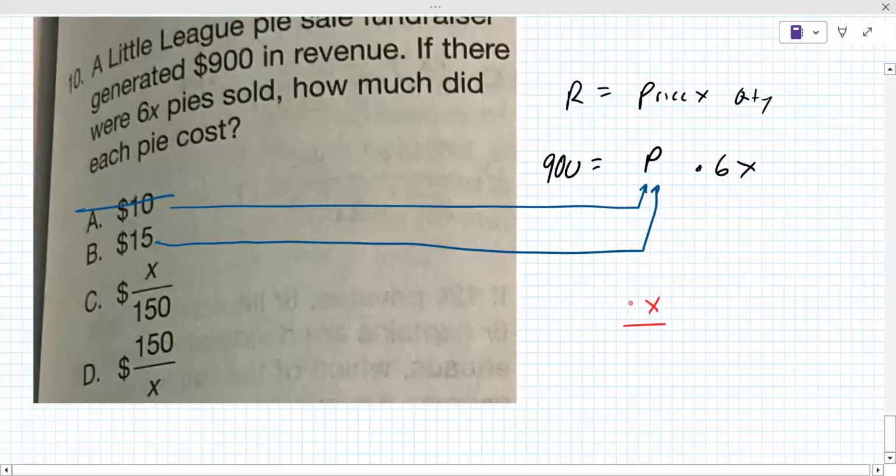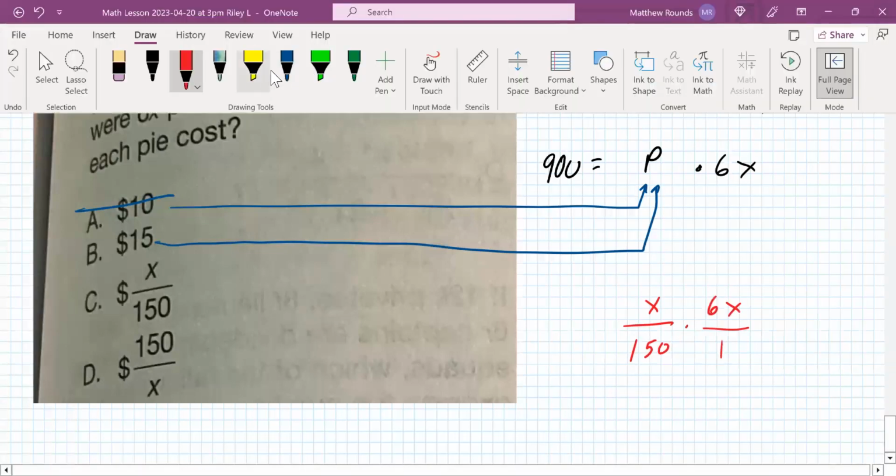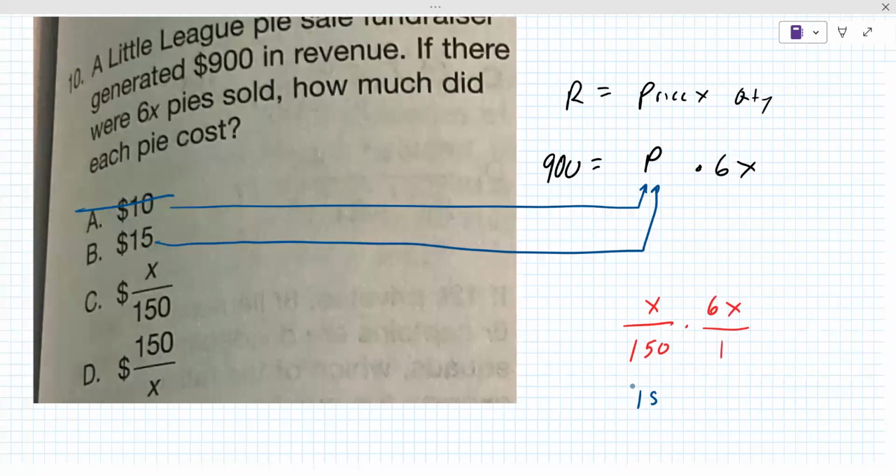Like, is it x over 150 times 6x? Does that cause the x to go away? How would I do that? How would I multiply that? So let me write the other one, and maybe something will jump out at you before I answer that.